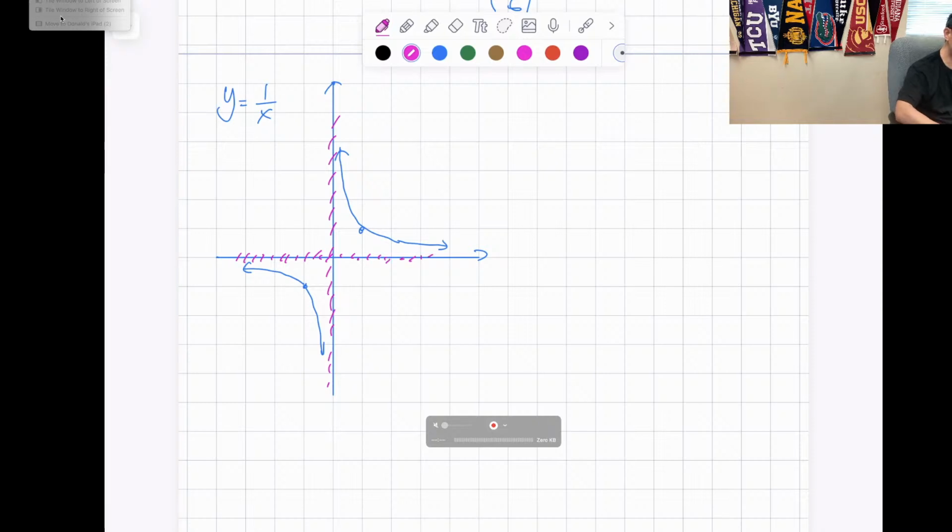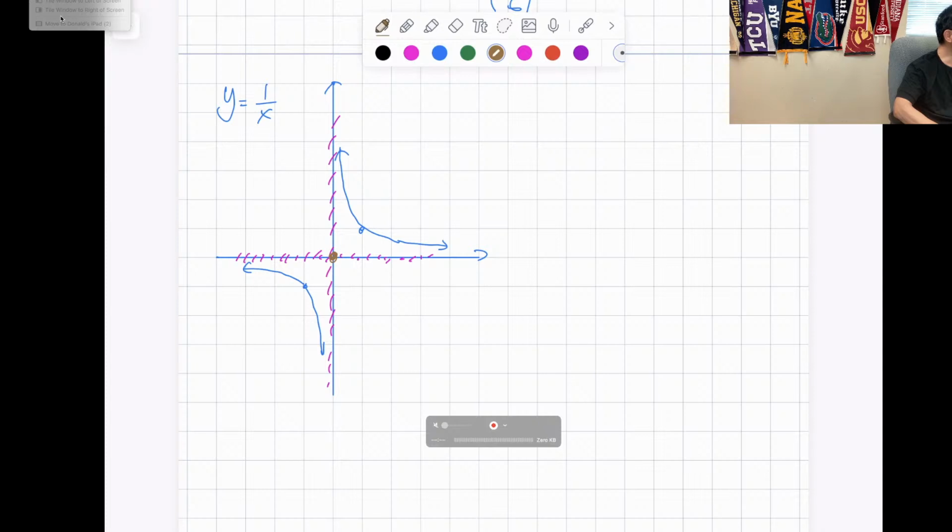So the translating is based on this point, the point where the two asymptotes intersect. You can move left and right, up and down, depending on how they move. Okay, so this is the 1 over x graph. So we know how to do this.